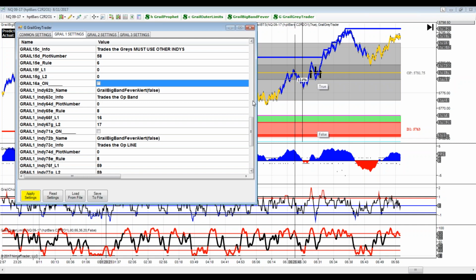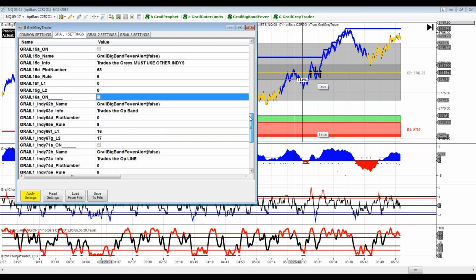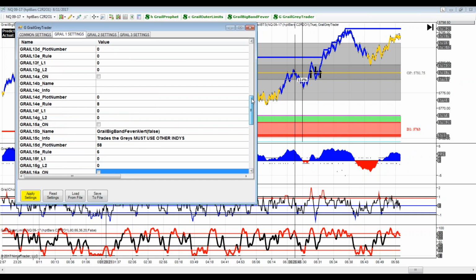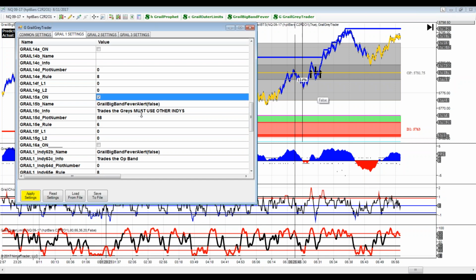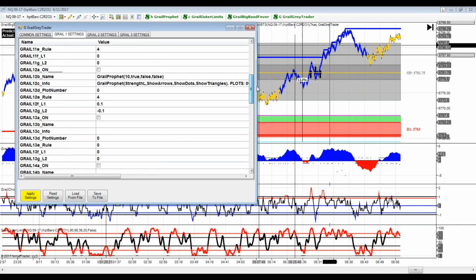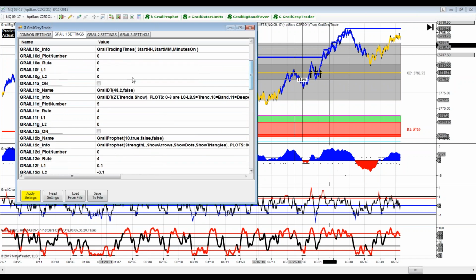you can also trade the other indicators in the Grail gray area. Okay, you'll notice that one of the other selections here was this particular box trades the gray area. The gray area is this entire gray area here. Okay, that entire gray area, though, you have to use with other indicators. It says trades the grays, but must use other indicators. What are those other indicators? Well, here you can either be trading with the Grail DT trend, or you can be trading with the profit.